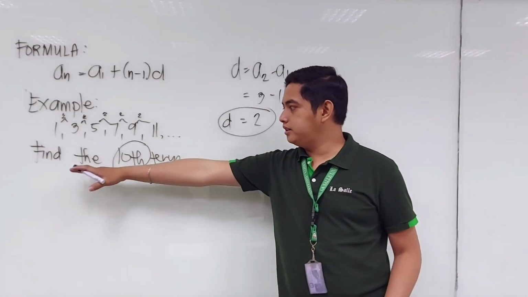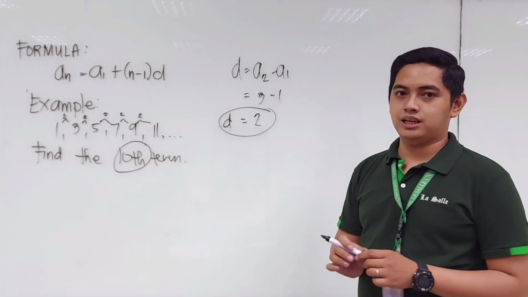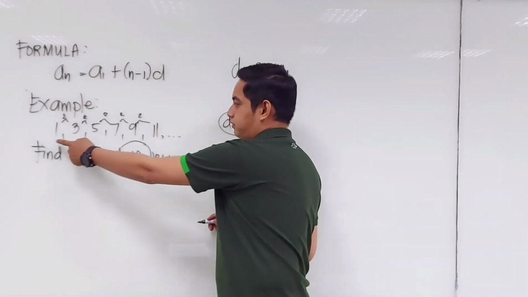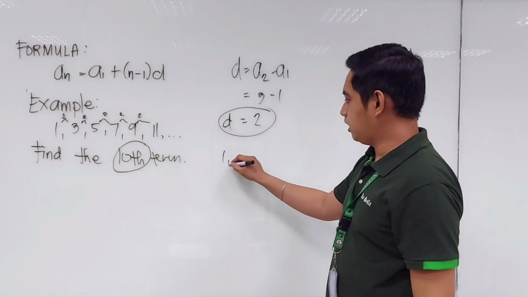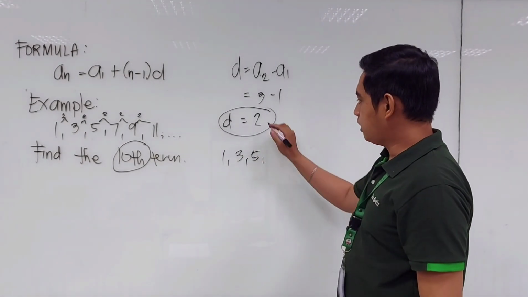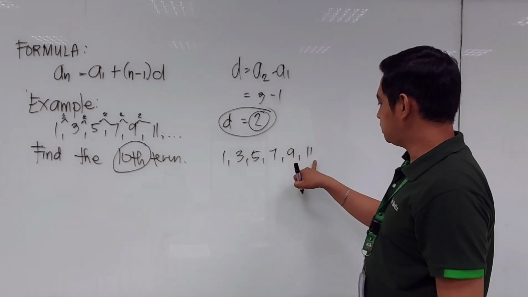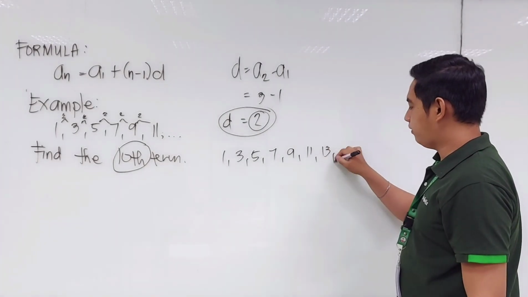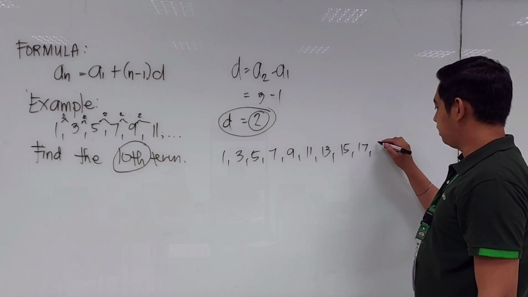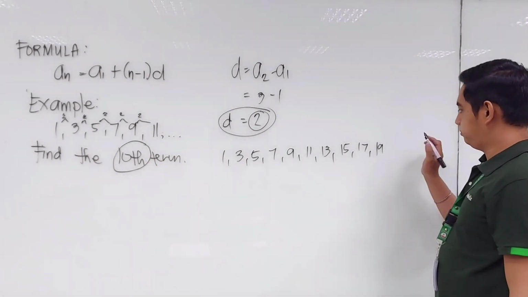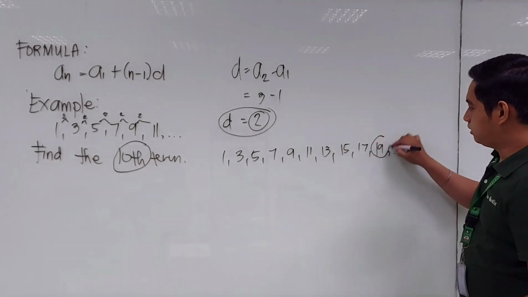So we are asked to find the 10th term of this sequence. By using the common difference, we can easily find the 10th term. For example, this is the first, second, third, fourth, fifth, and sixth term. So given this sequence and using the common difference of 2, we can easily find the 10th term. So this is the 6th term, the 7th term, the 8th term, the 9th term, and the 10th term.